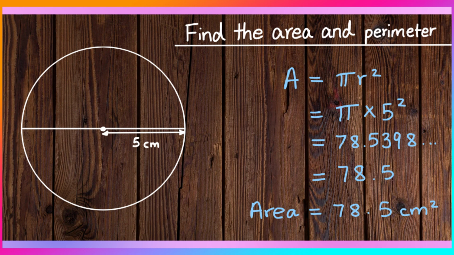We usually input pi on a calculator by pressing the Shift button, followed by pressing the button which has times 10 to the power of x written on it. Once you have entered all this into your calculator, press the equal to button to get the answer. As you can see here, the answer is a pretty long value. So, we are going to round it to 3 significant figures. Therefore, our answer for the area of the circle is 78.5 centimeters squared.